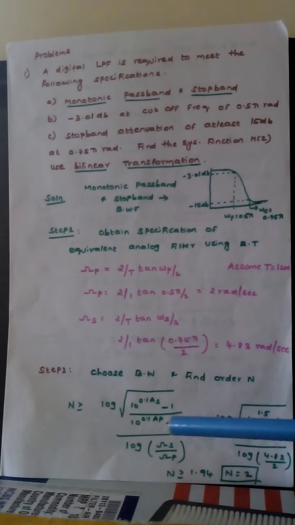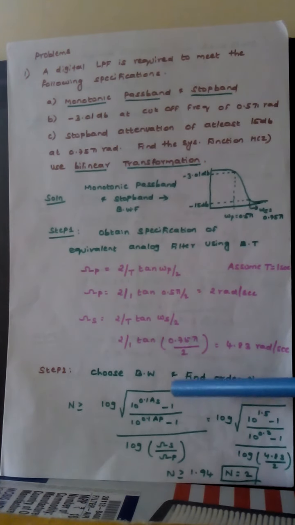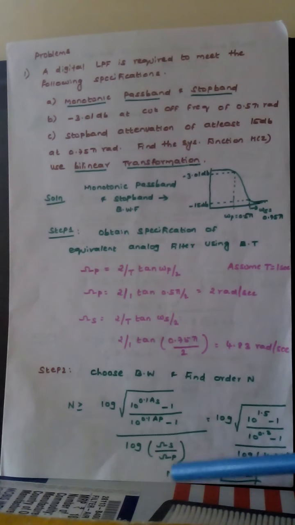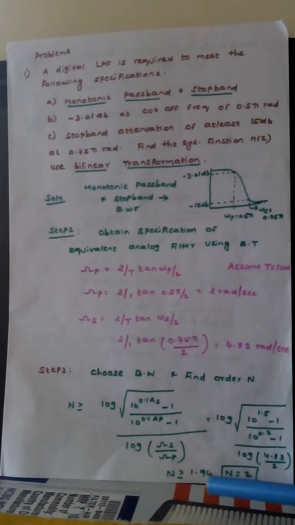Next step is to find the order n, because it is a Butterworth filter. So we have to use the formula. We know what is alpha s, alpha p, omega s and omega p. Substituting here, we get the order n as 2.